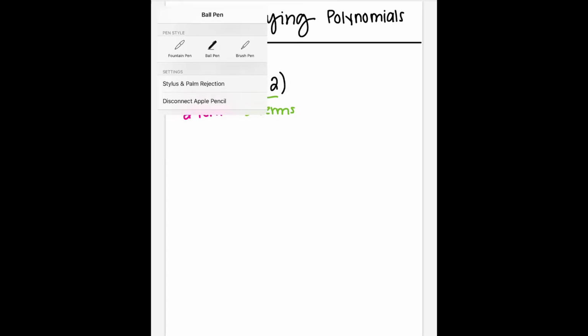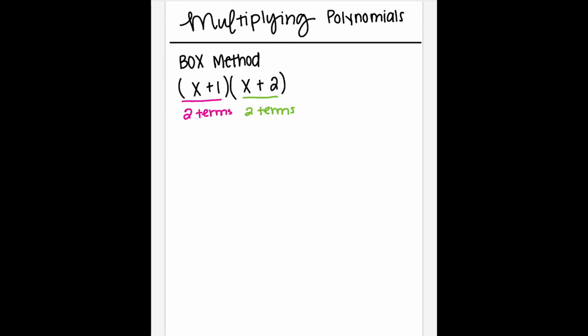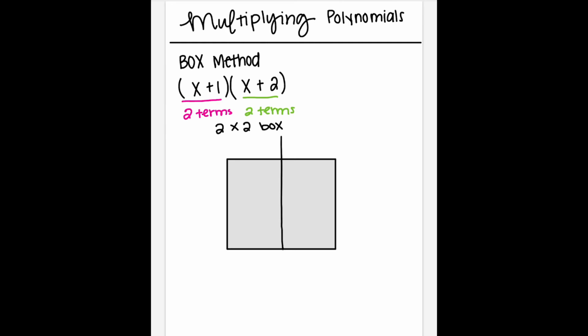So since we have 2 terms and 2 terms, we're going to set up a 2 by 2 box. That means when we draw the box, it needs to be large enough that we can fit 2 terms across the top and 2 terms down the side.